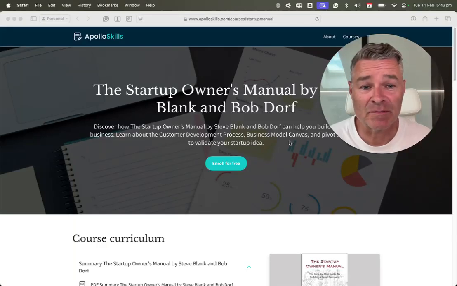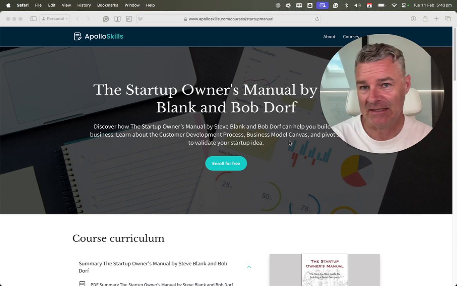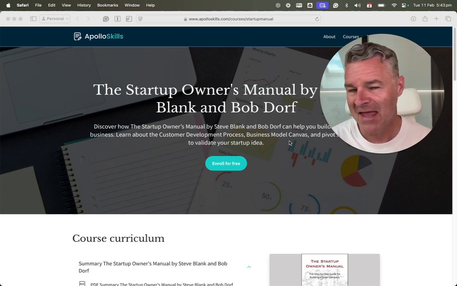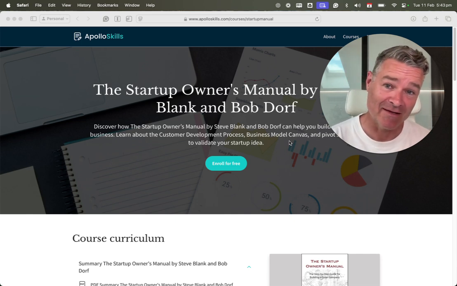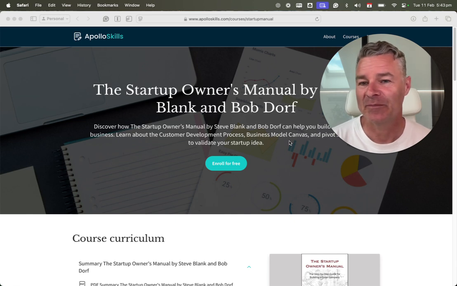The Startup Owner's Manual by Steve Blank and Bob Dorf. Boy, oh boy, oh boy, this one is a classic. And many of the popular business books of the last decade or two really are riffing on themes from this book. So it deserves its own course on apolloskills.com.